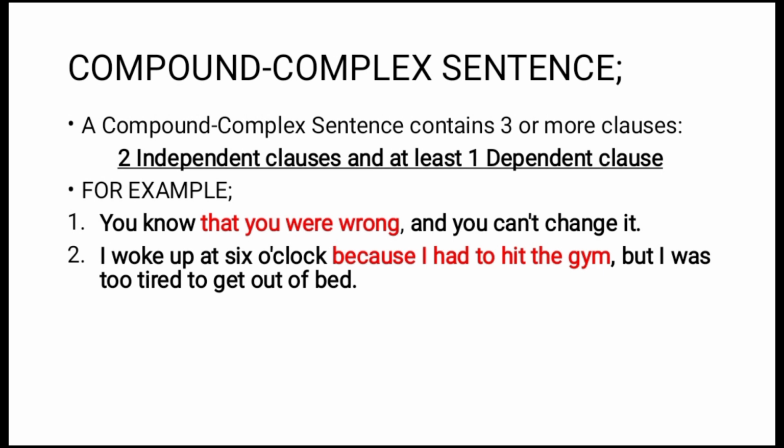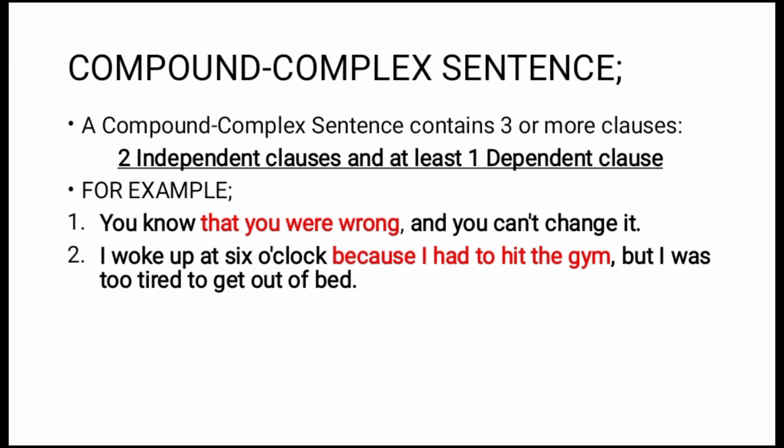The last type of sentence structure is the compound complex sentence. A compound complex sentence contains three or more clauses, like three or four or five clauses. These clauses include two independent clauses and at least one dependent clause. By looking at the examples, it will become more clear. For example: you know that you are wrong and you can't change it. Here the highlighted one, "that you are wrong", is a dependent clause.